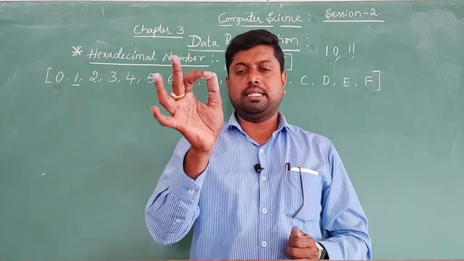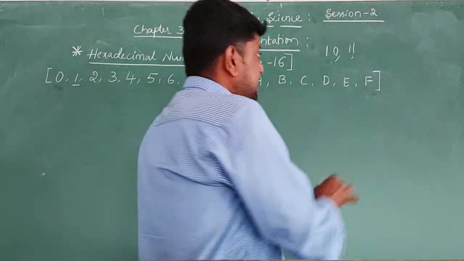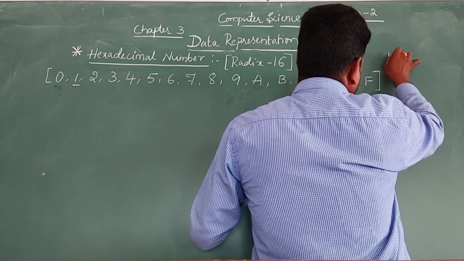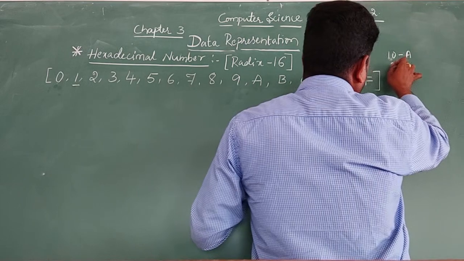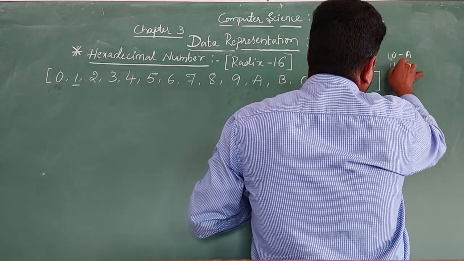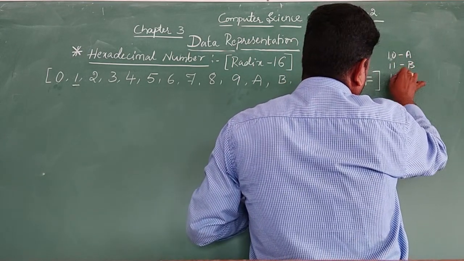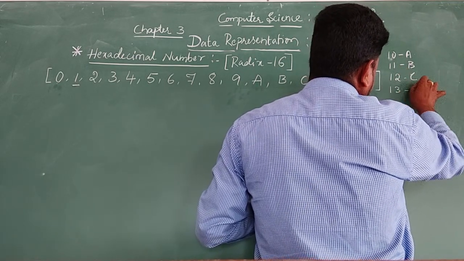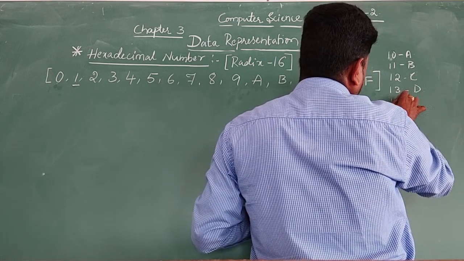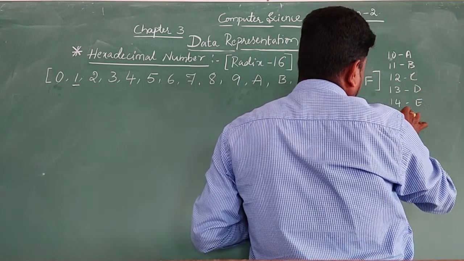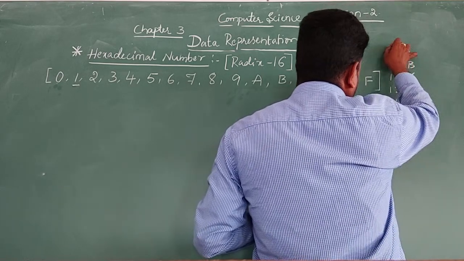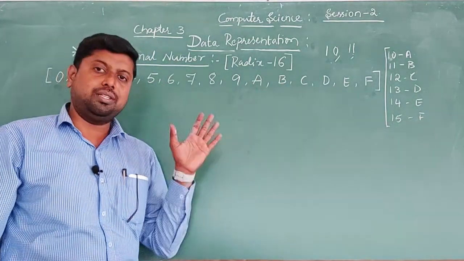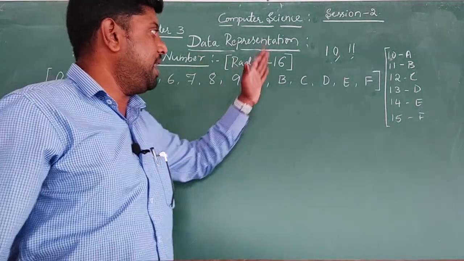This is what we call the hexadecimal numbering system. Remember, dear students, instead of 10, I wrote A. Instead of 11, I wrote B. Like that 12 is C, 13 is D, 14 is E and 15 is F. So this is the code I used in the hexadecimal numbering system.